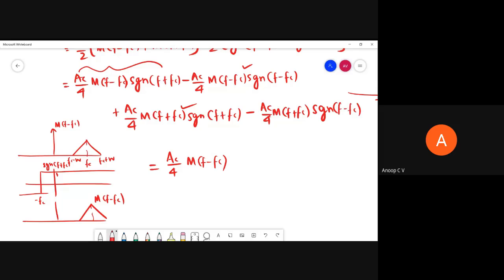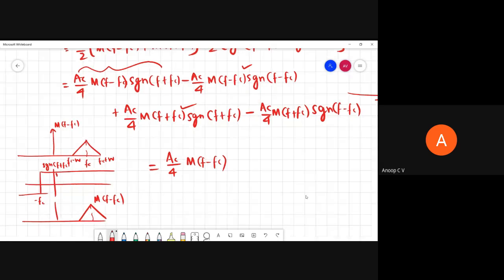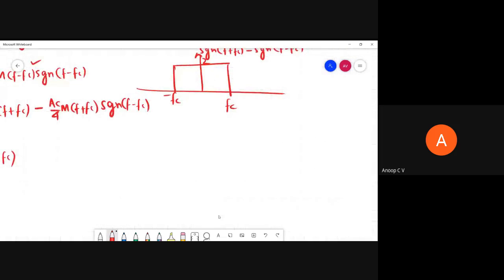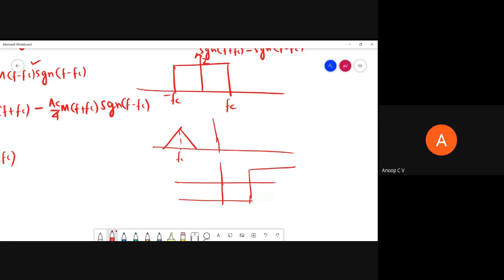Okay, so this first term will be AC times m of f minus fc. Now we'll consider, similarly, m of f plus fc into signum of f minus fc. I'm not saying similarly we can show, we'll just draw it and see. So what is m of f plus fc? It is m of f shifted left by an amount fc. And signum of f minus fc is signum of f shifted right by an amount fc.